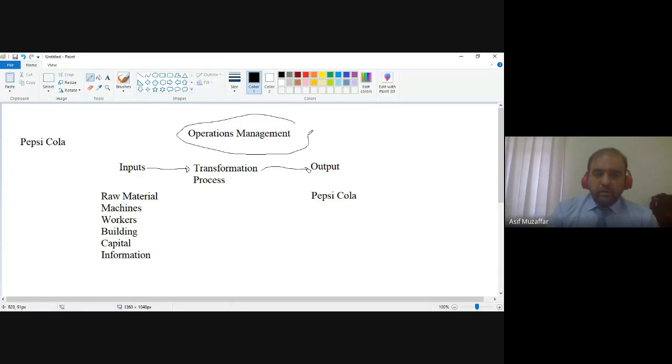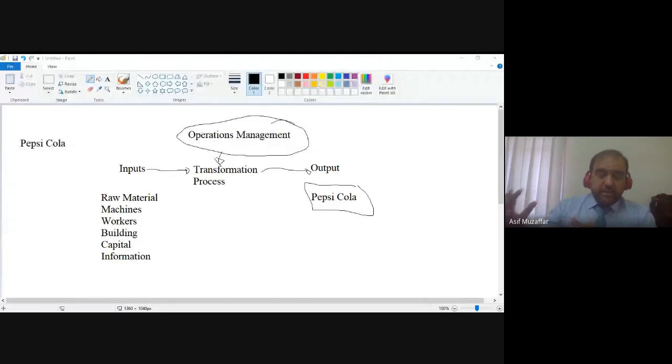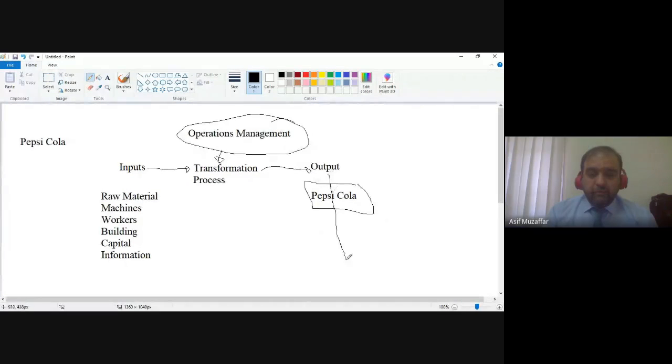Operations management is all about this transformation process, which converts your inputs into output. Okay. And things will not end here. This is not production. I told you. Now, if Pepsi is coming into the market and there is some problem with the Pepsi, what will happen? Customers will complain about it. So this is not only production. Customers will complain about this Pepsi. So what will happen? There will be a feedback.